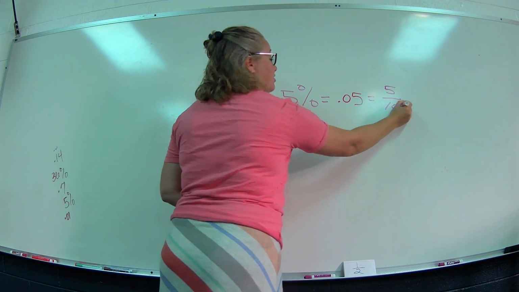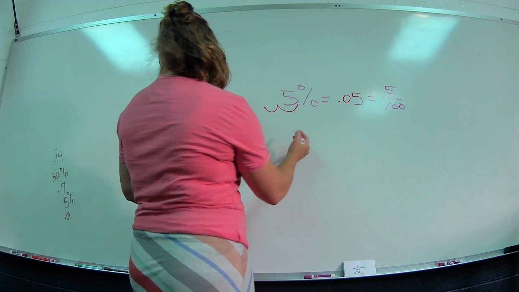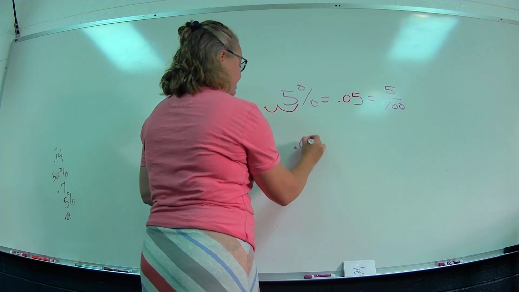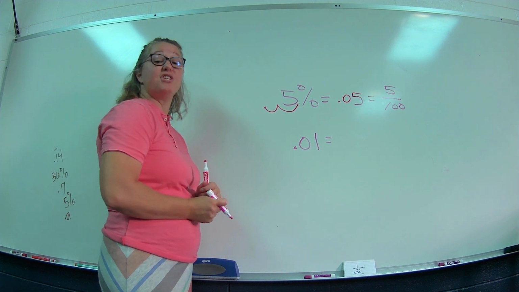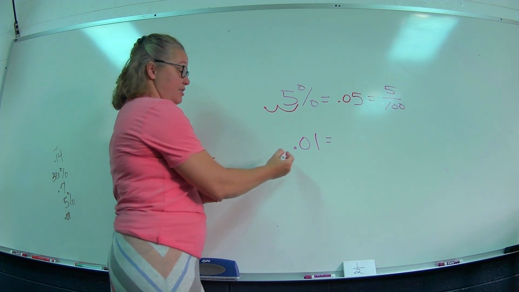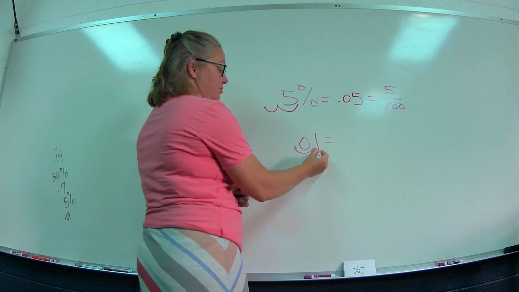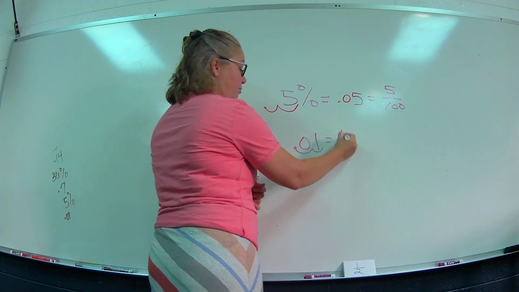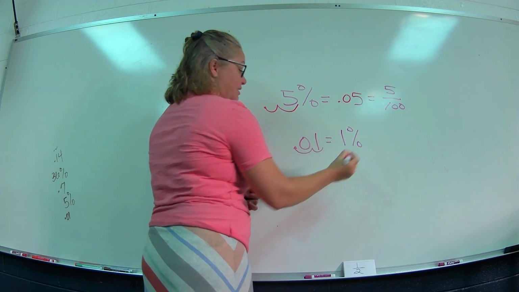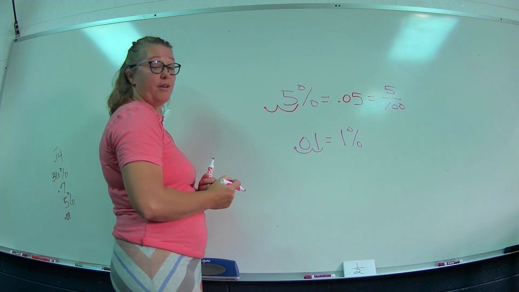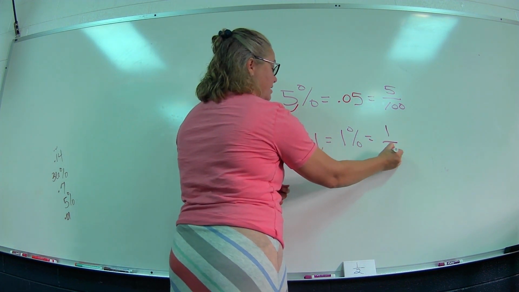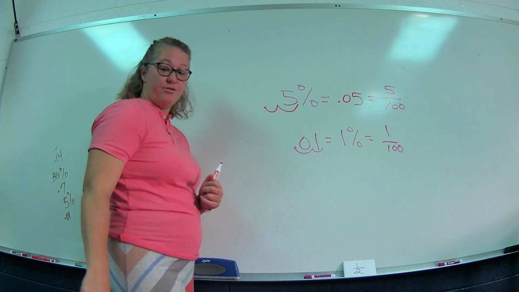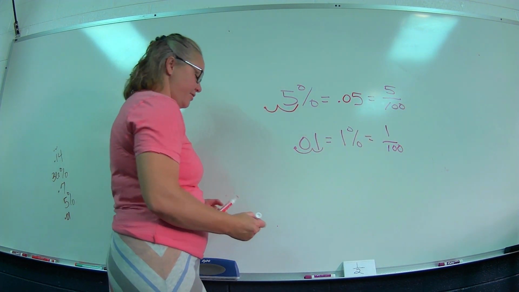5 100ths. All right, now 0.01. Put this for me in percent. Take your decimal, move it 2 places to the right, and I have 1%. Or, if I'm going to put it in fraction, I have 1/100ths.